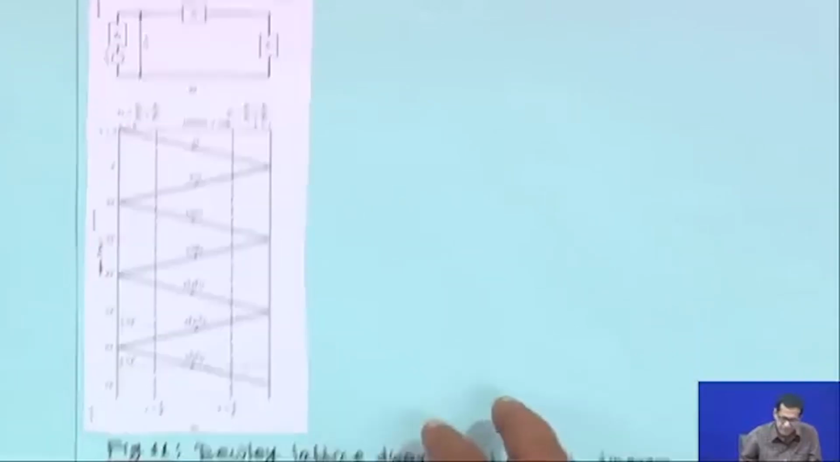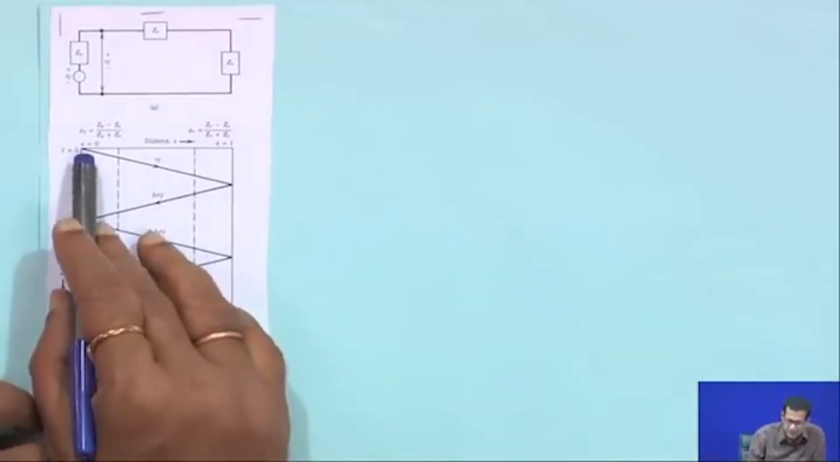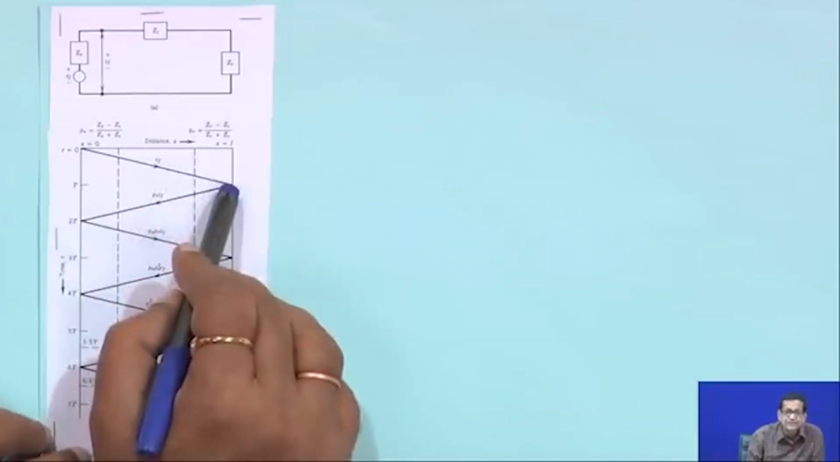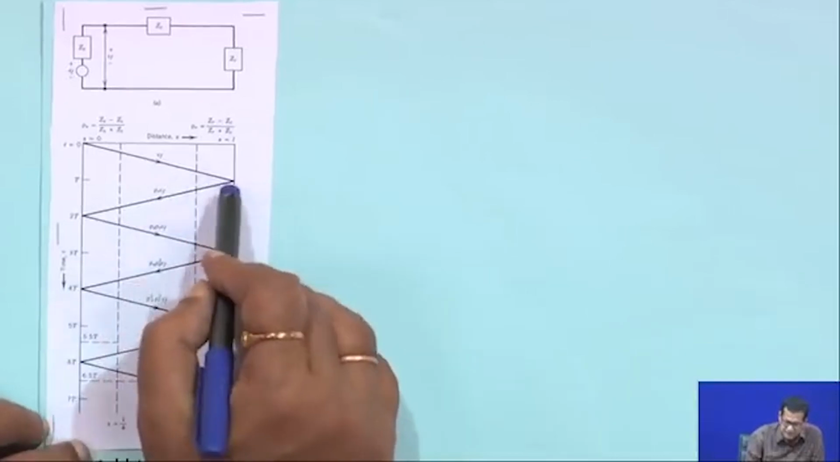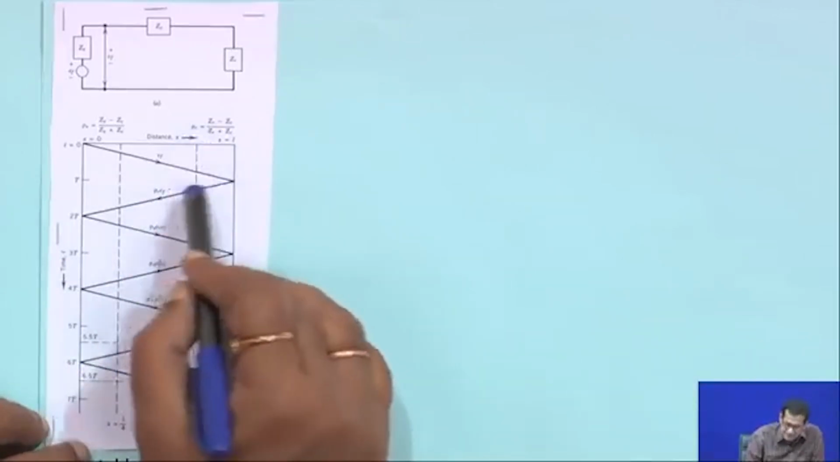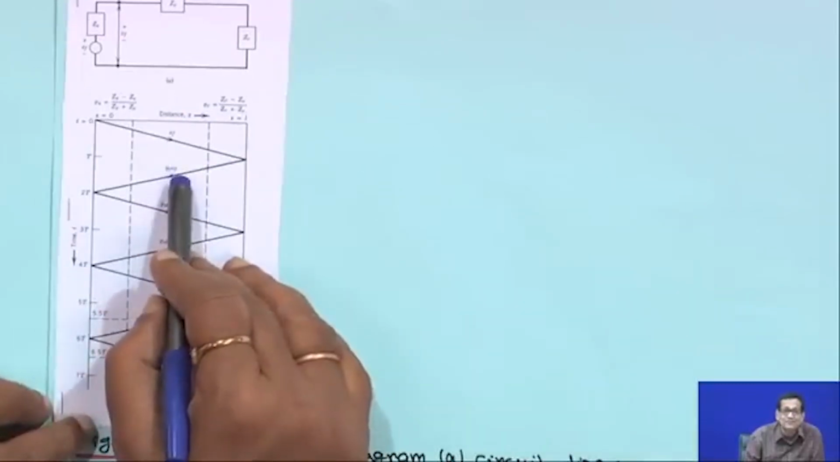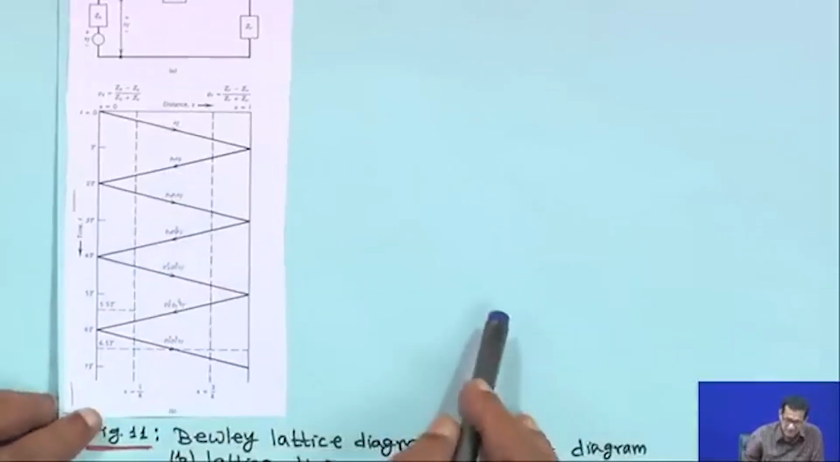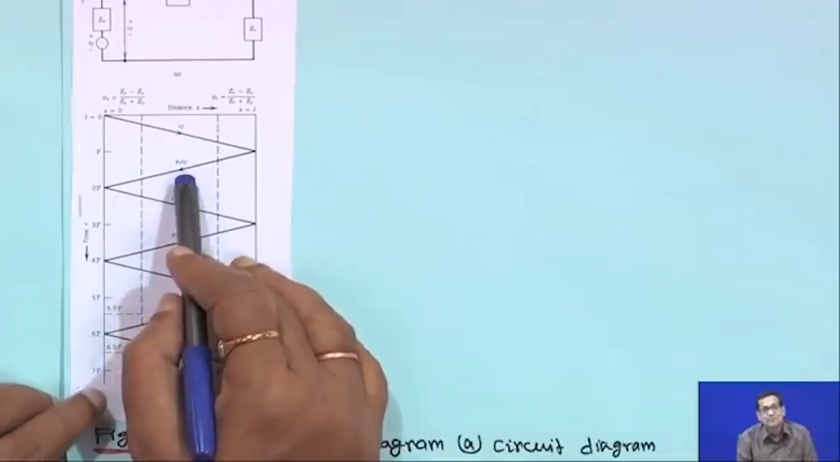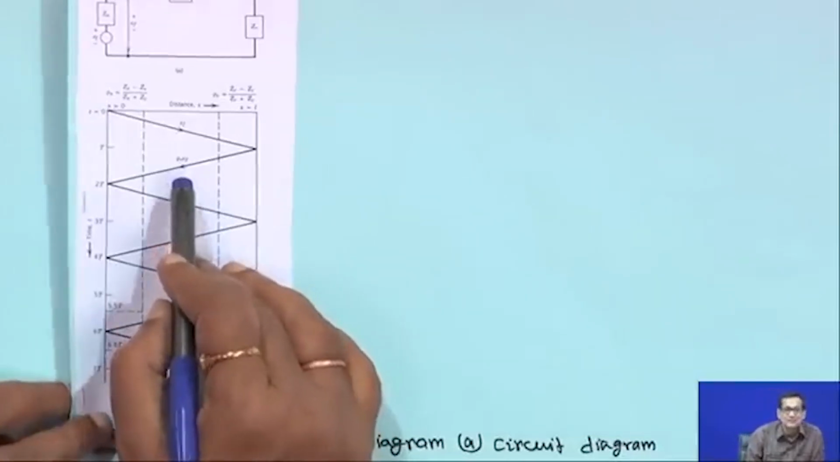So in this case, the travelling wave starts from here. When it is travelling, it is V f. Now at the receiving side, the reflection factor is rho r, so the reflection will be multiplied by rho r: rho r into V f. The printing is a little small, but understandable.